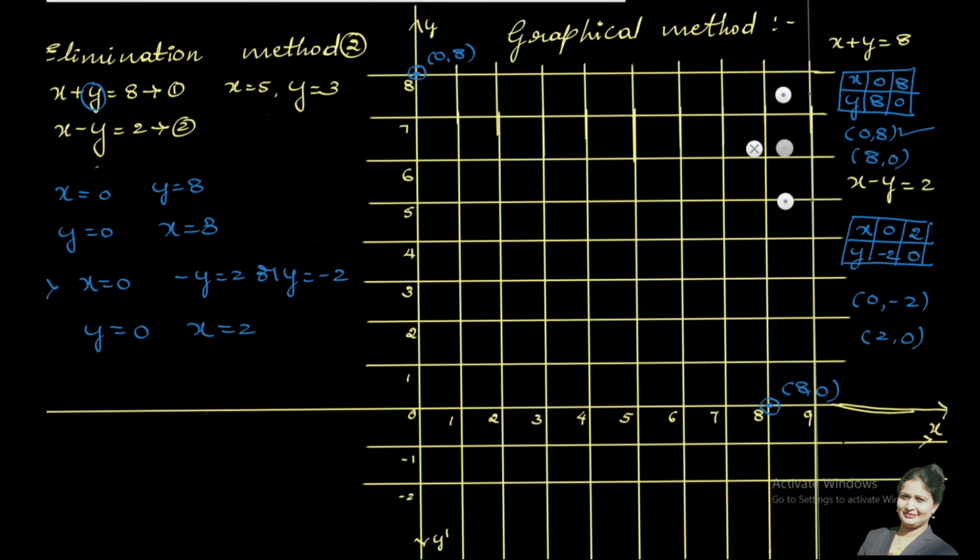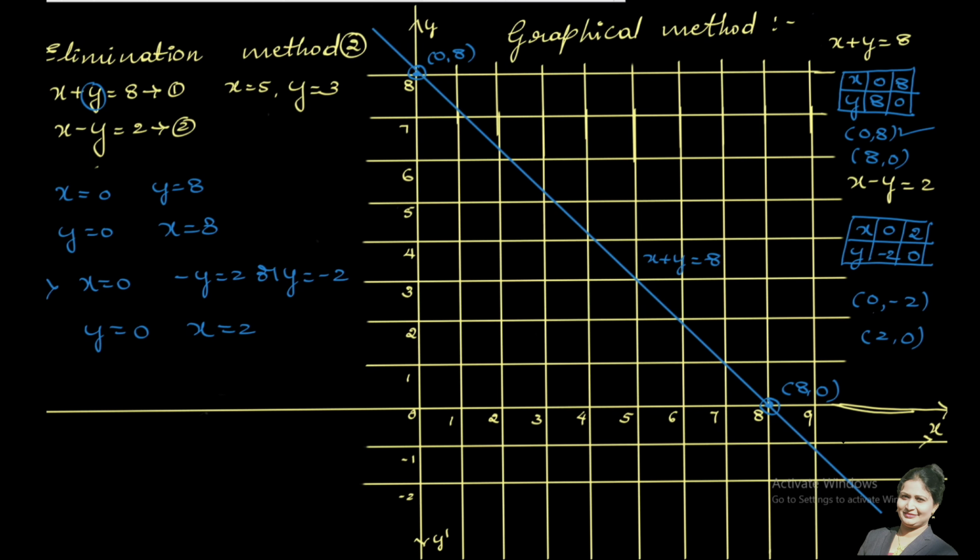With the help of a scale, you can draw the line. A linear equation is always in the form of a straight line. So this is a straight line for the equation x plus y is equal to 8.